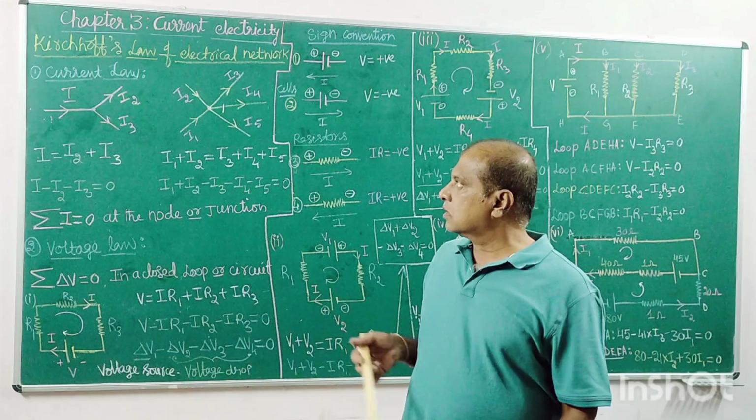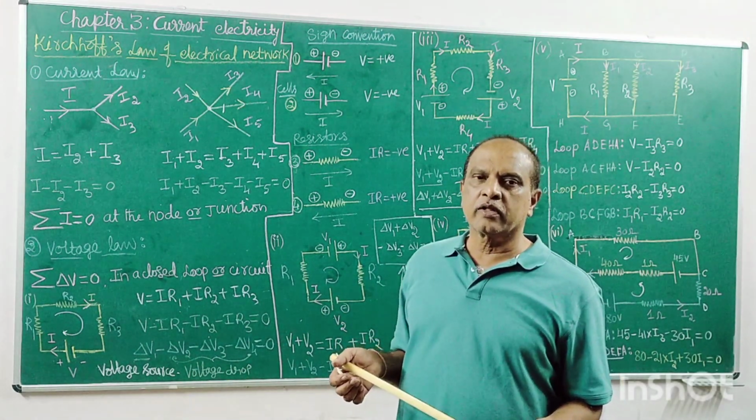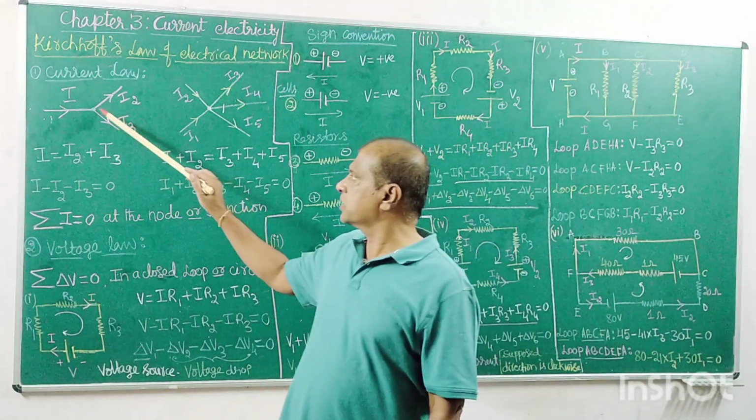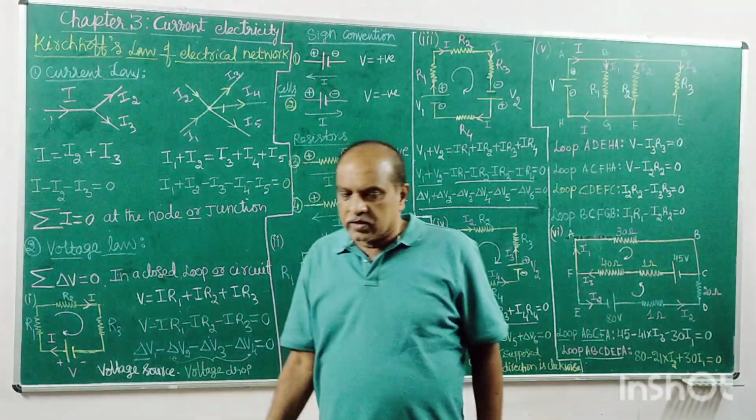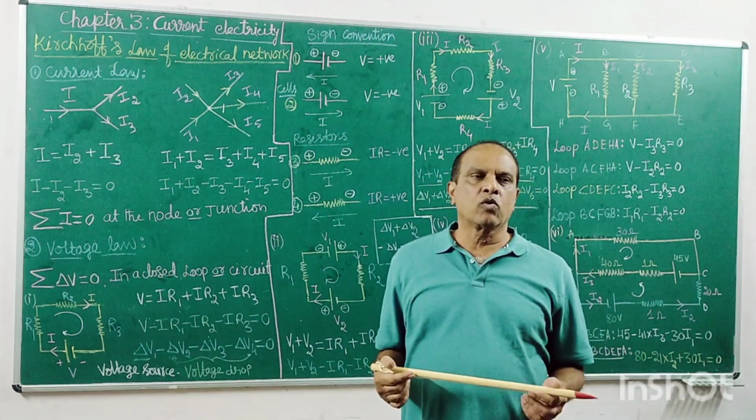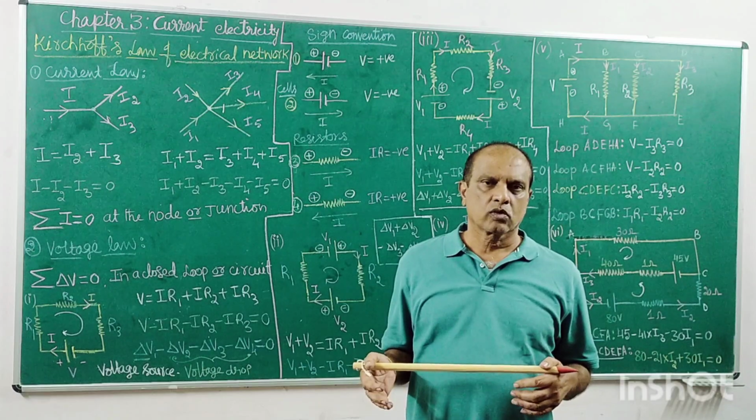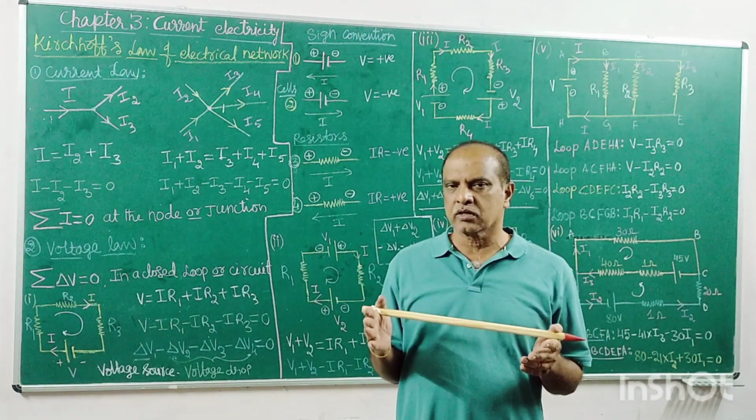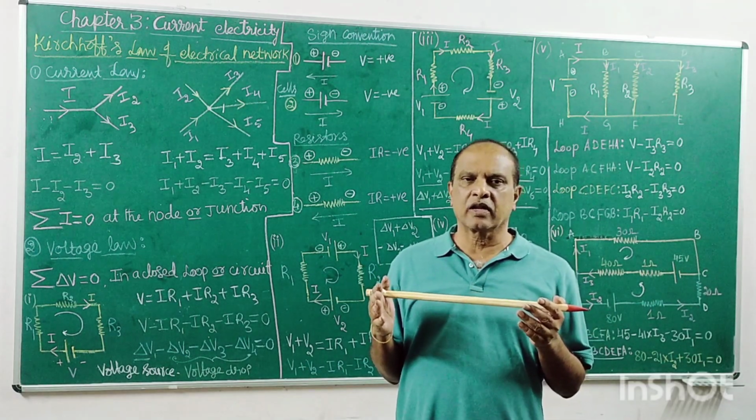According to Kirchhoff's law, whatever the amount of current entering the junction, this is a junction like this, is the same as the total amount of current leaving. The total amount of current entering the junction exactly equals the total amount of current leaving the junction.